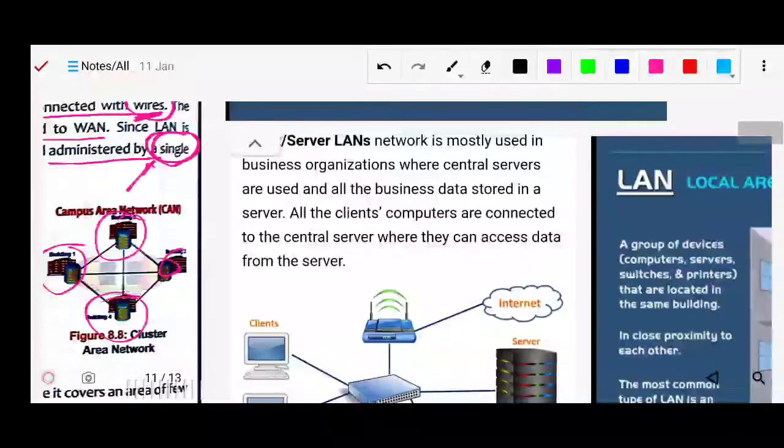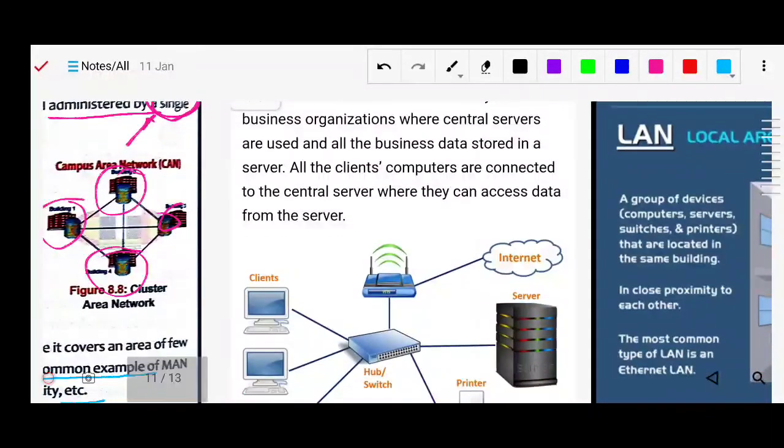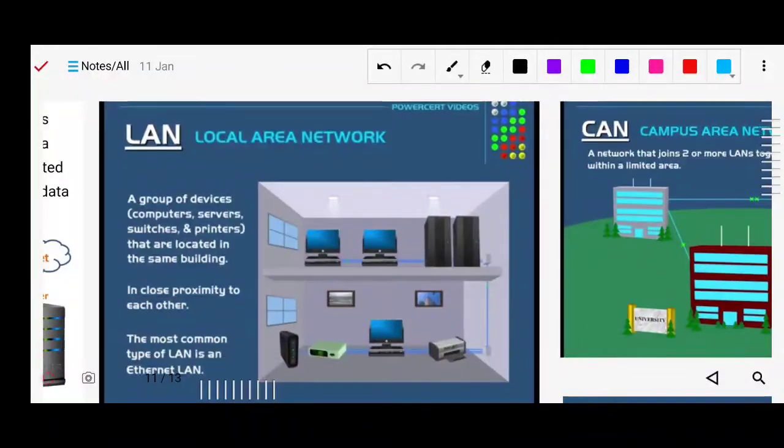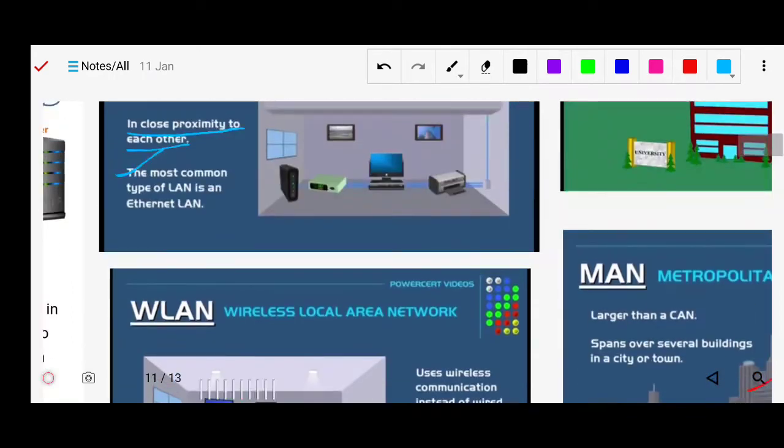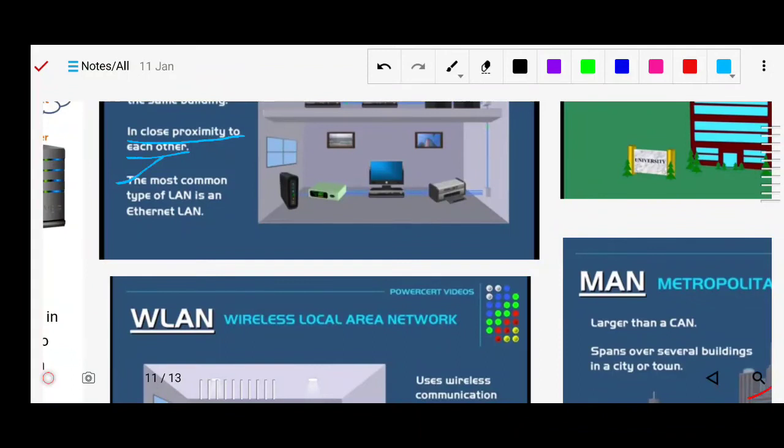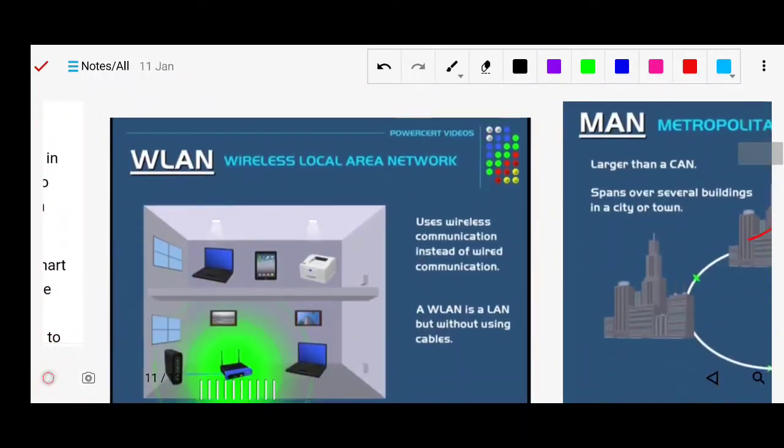The next type of network you can see is the LAN, the local area network. This is a group of networks in a building or in a room, in close proximity to each other. The most common type of LAN is Ethernet, the Ethernet LAN. Next is WLAN, one more that we did not see here. Its full form is wireless local area network.